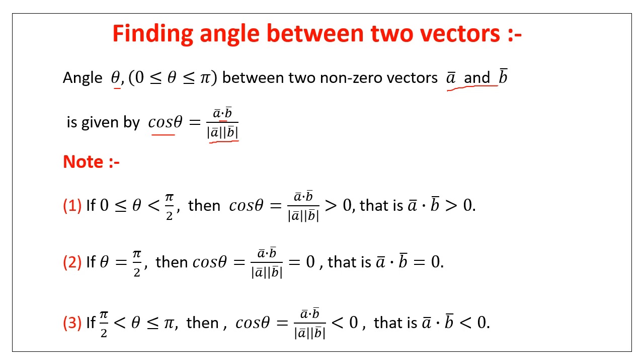So we'll see, first, note, if theta lies in the first quadrant, we know student cos theta is positive there. So from this, a bar dot b bar is positive, that is, the dot product is positive in the first quadrant. Second, if theta equals pi by 2, that is theta is 90, so cos 90 equals 0. From this we have a bar dot b bar equals 0. And third, if theta lies in the second quadrant, cos is negative, therefore their dot product a bar dot b bar is negative.